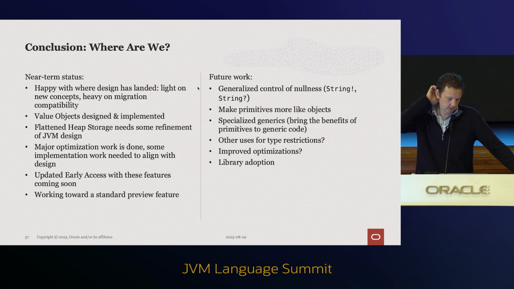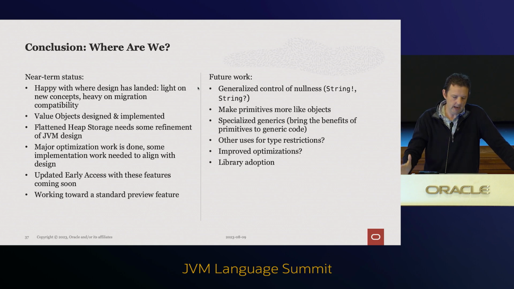All right, to conclude, where are we right now? I think we're really happy with where the design has landed. We've found a good place where the new concepts, I think, are fairly light. They kind of fade into the background if you don't care about them. Heavy on migration compatibility, so you can actually take LocalDate and get flattened LocalDates in an array, and all the old code that operates on LocalDates still works, so that's really nice.